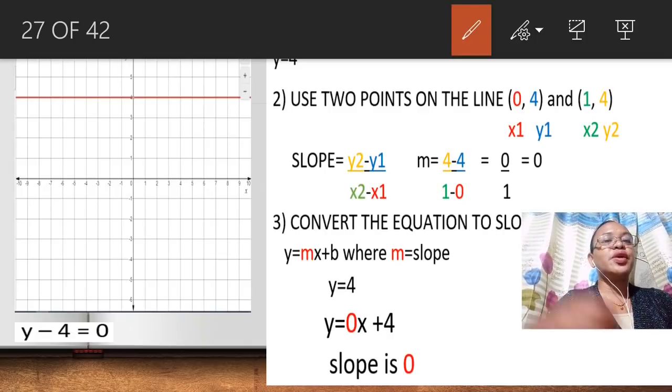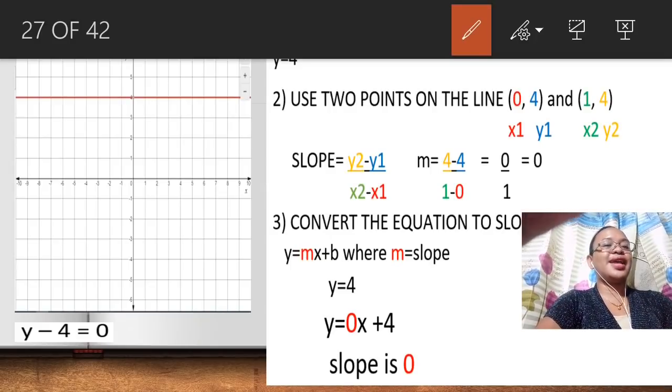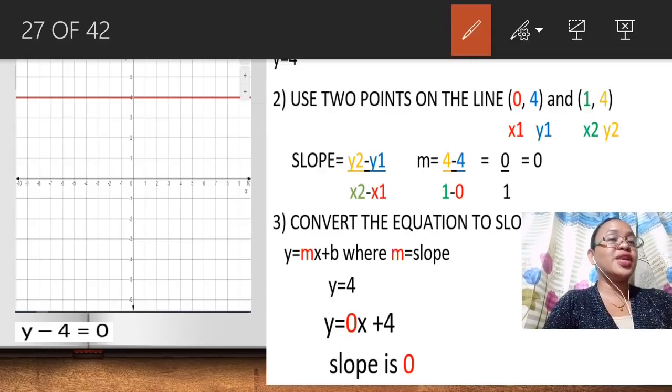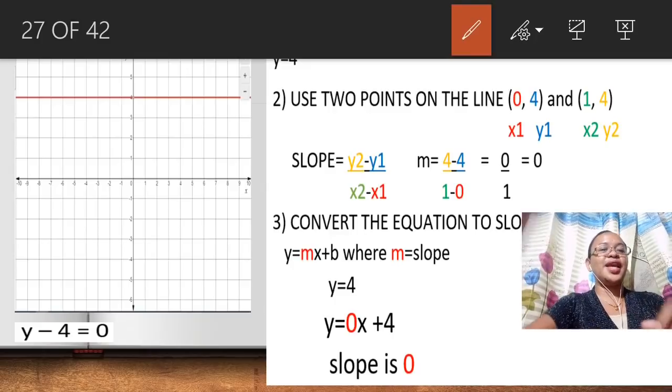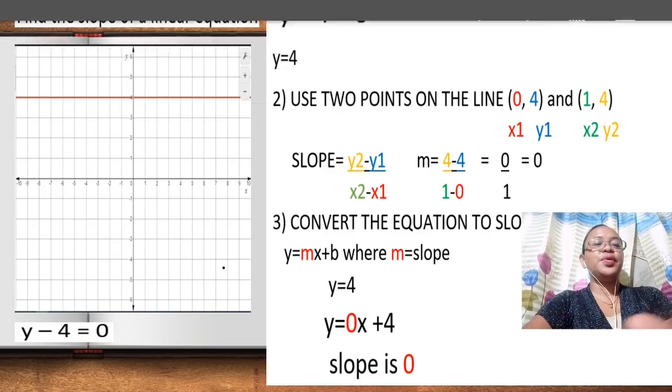So when the graph is a horizontal line, or when the given equation has no x, then the slope of that line is always 0. When the graph of the line or the linear equation is horizontal, then the slope is 0. Okay? Next, we'll go to the next given.